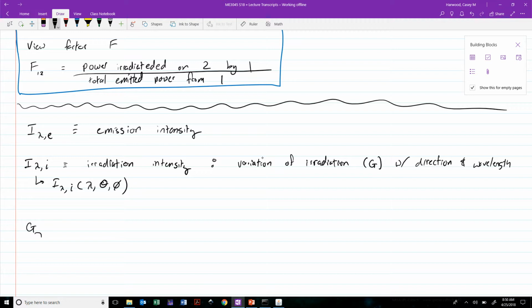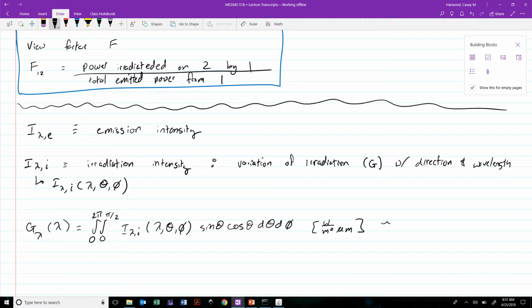If we want to know our spectral irradiation, we can integrate this, again, over that entire hemisphere, so 0 to 2 pi, 0 to pi over 2 of I lambda,I of lambda, theta, phi, sine theta cosine theta, d theta d phi. And now this will be in watts per meter squared micron, and this is the spectral irradiation. So now we've taken away that this represents the amount of radiation per wavelength. So that's a function of the wavelength only, but it accounts for the radiation coming in from all directions.